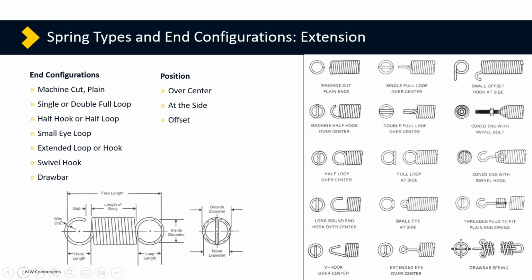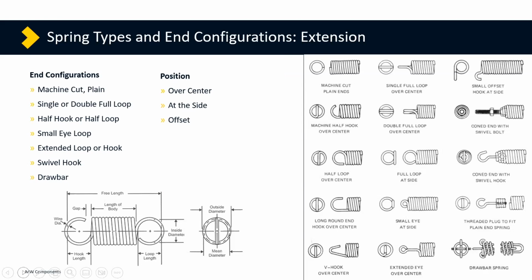When trying to configure extension springs, you'll see on the right there are many different types of hooks we could put on an extension spring. Typically the most common ones that you'll see are a single full loop or a machine loop. There are machines that are designed to manufacture those types of ends right off a machine, and each one offers an advantage and a disadvantage.